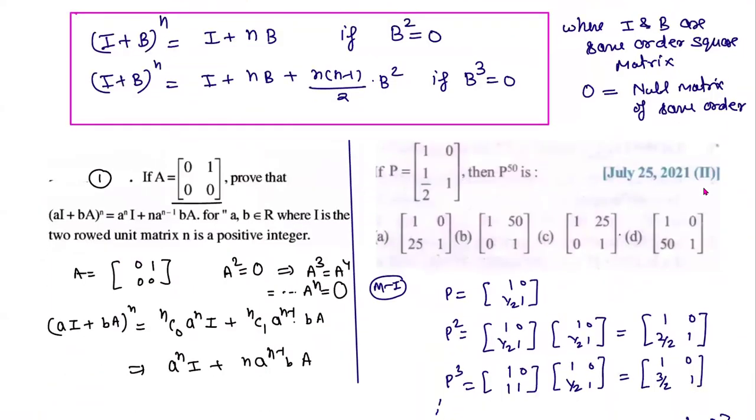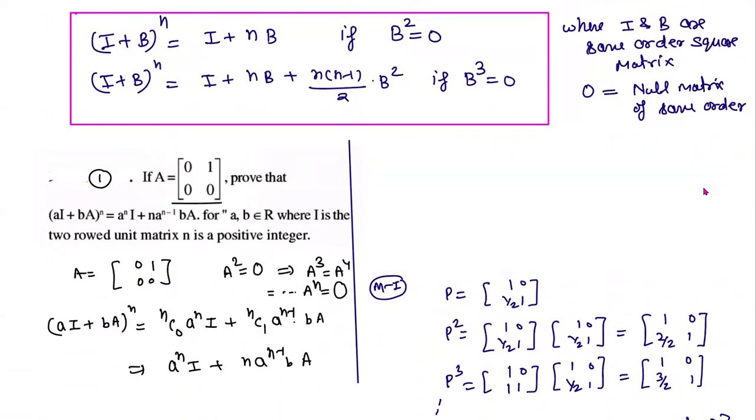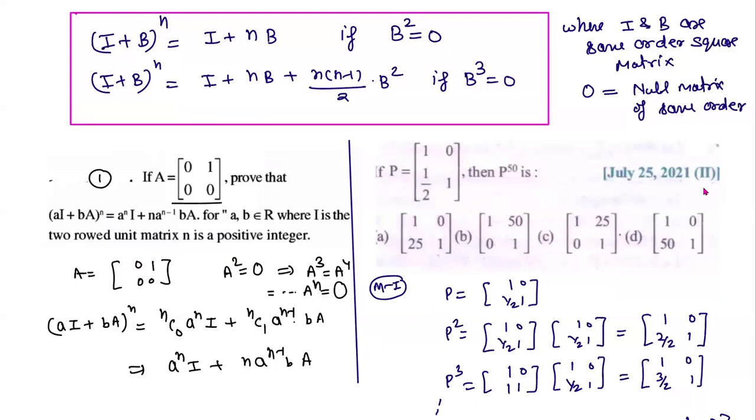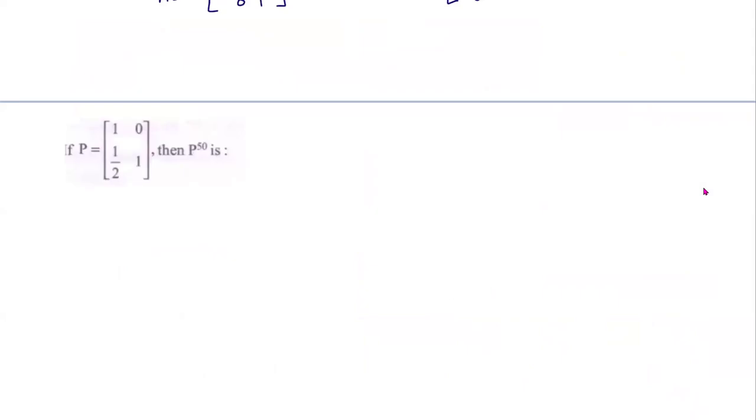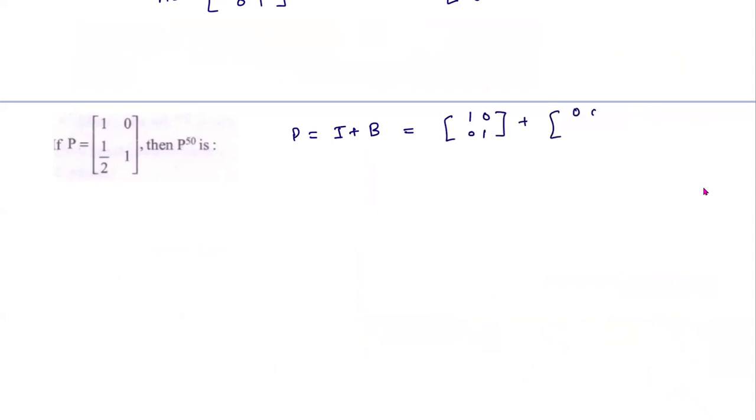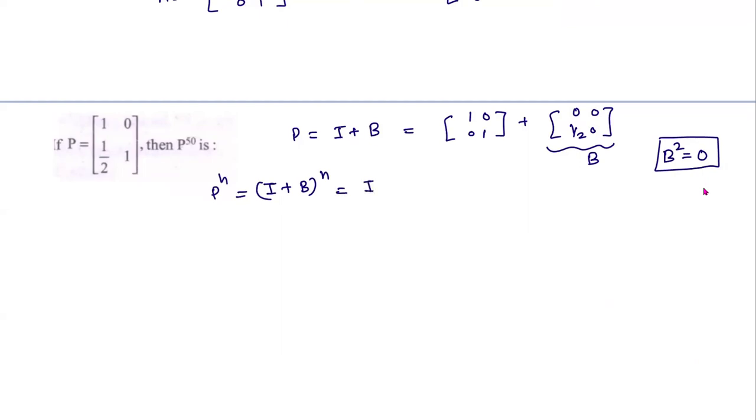Okay. In the same question, if we use method two, what's your approach? See, that P matrix we are trying to write as I plus some matrix B. So that is 1, 0, 0, 1, and the B matrix is 0, 0, 1 by 2, 0. Now this one is B. We can see B square is O because this is a lower triangular matrix with diagonal element 0. So B square is O. If B square is O, then what is I plus B power N? That is I plus N into B.